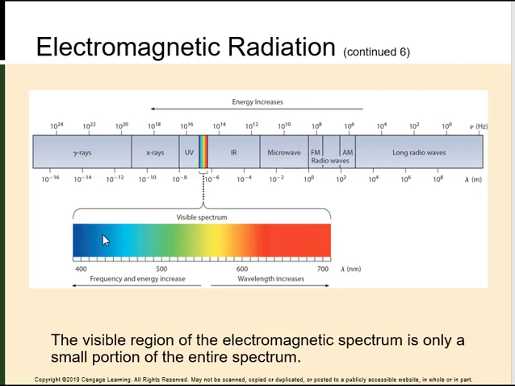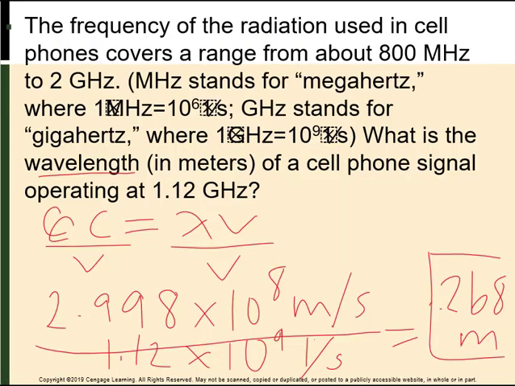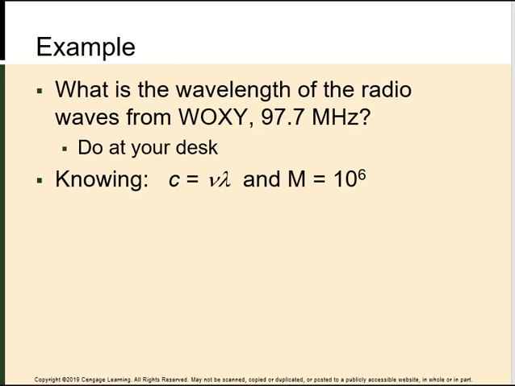How about this example problem? What's the wavelength of the radio waves from WOXY radio station, 97.9 megahertz? So we're given the frequency in mega. Remember, mega means 10 to the 6th. You know what the speed of light is, 2.998 times 10 to the 8th. So let's pause and try to work this one out.